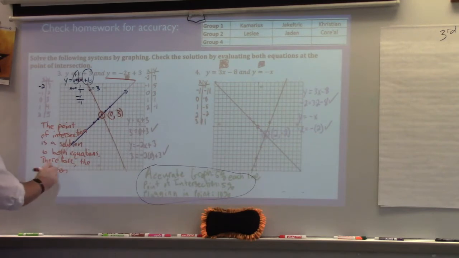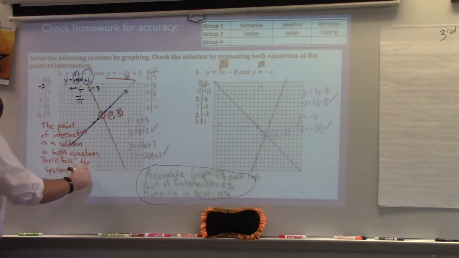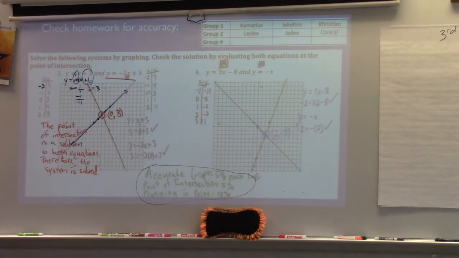Remember, I don't write things on the board for my own health and sanity. These are things I know. These are things that you probably need to know. I'd write this information down, because these are your notes, right? Even though this is homework, this is a good opportunity. You should have been able to do this, but that's a good note to have in the future. That point of intersection is a solution to both equations, therefore the system is solved.